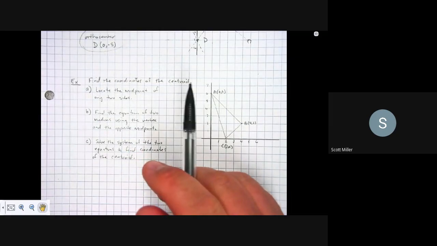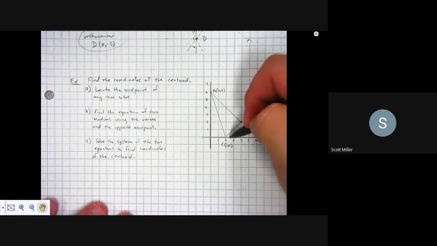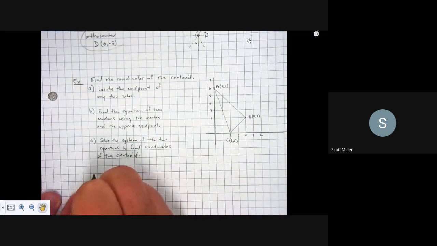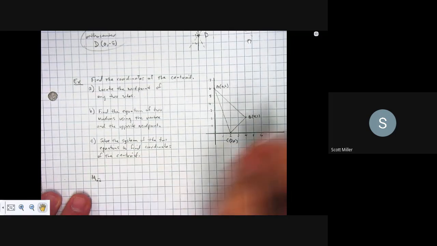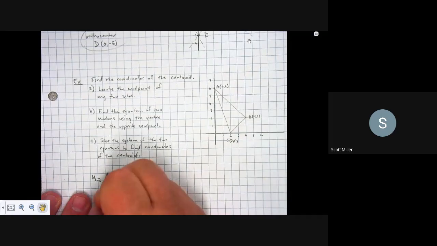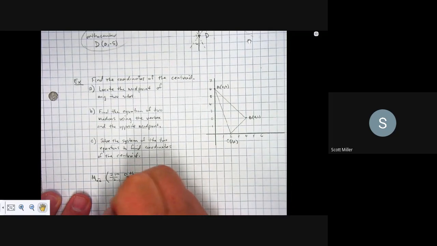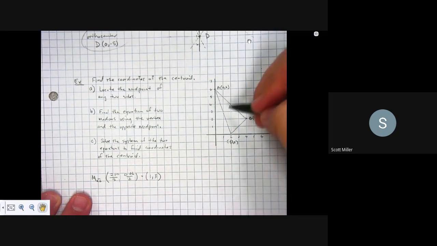The first thing we want to do is find the midpoint of two sides. Any two sides will work. I'm just going to pick the midpoint of this side and the midpoint of that side. So what is the midpoint of AC? Add the x's, divide by 2, add the y's, divide by 2, and I get the point (1, 3). And if I look closely here, you can see, yep, it goes through (1, 3), right there.